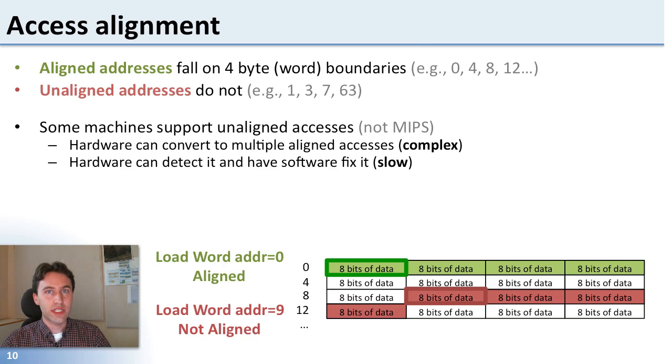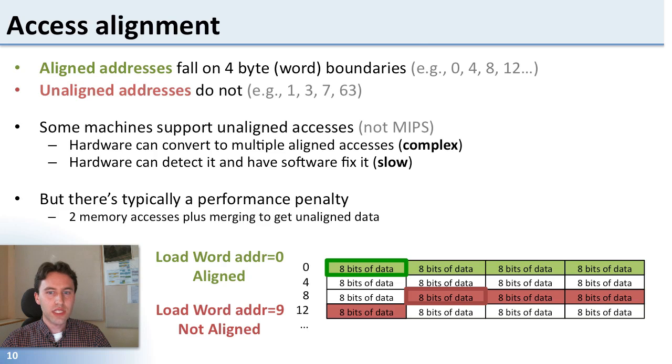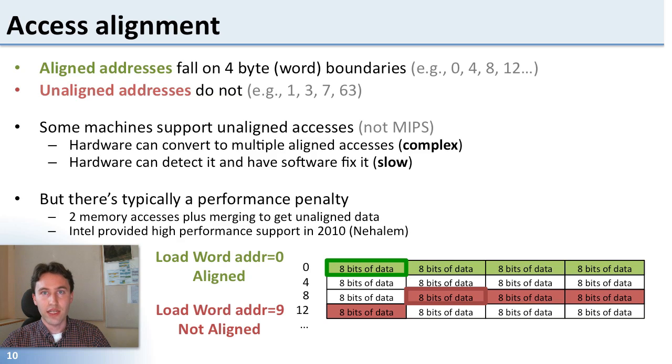You could have the hardware detect that it's a non-aligned access and have software fix it, but that's going to be very slow. So there's typically a performance penalty for accessing unaligned data, and this is why sometimes unaligned addresses are not supported. So in MIPS you can only do aligned accesses. To put this into perspective, Intel didn't give high performance support for unaligned access until 2010. So this was a long time before Intel was able to make their processors do unaligned accesses quickly.